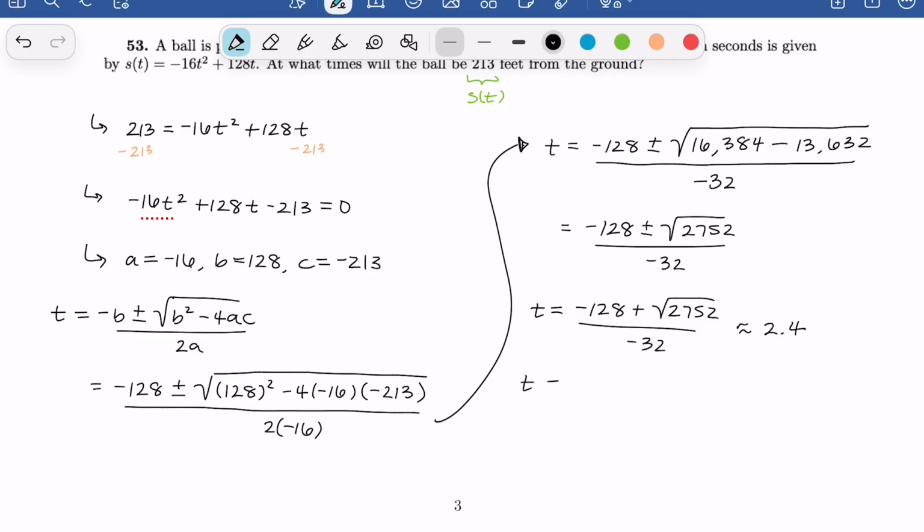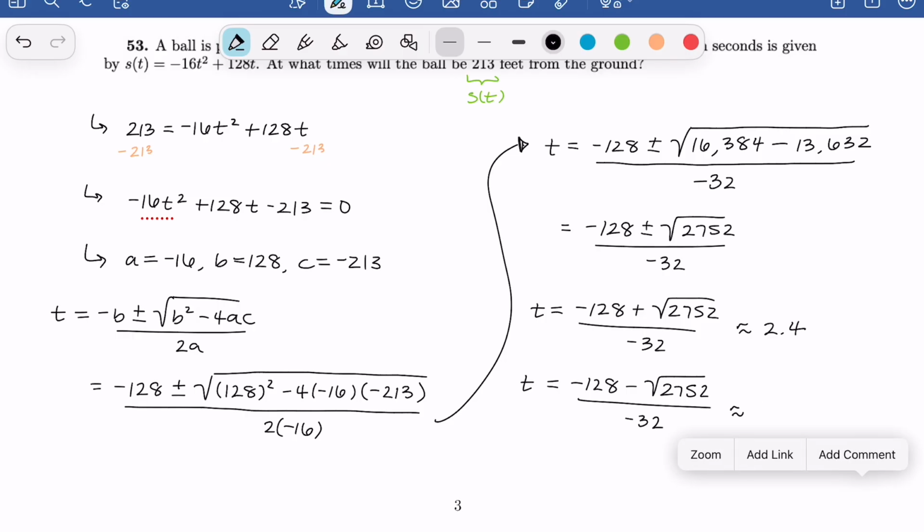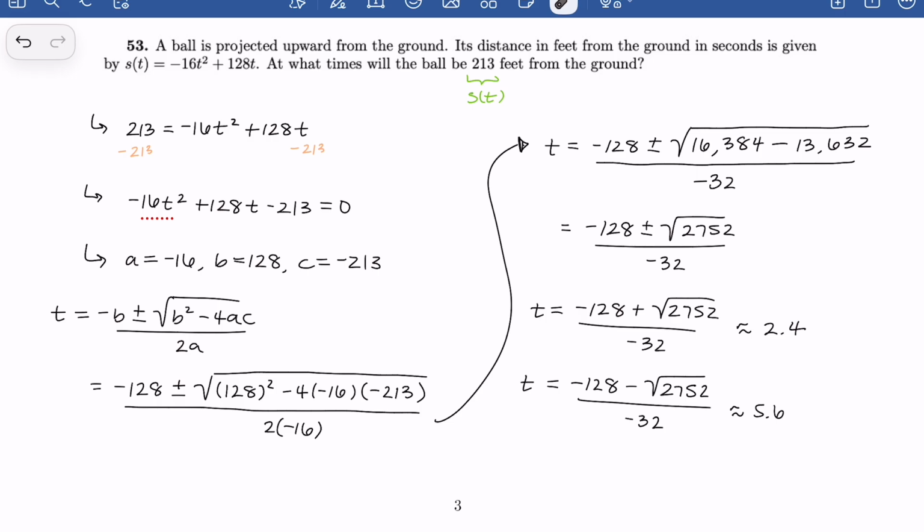On the other hand, our second solution is negative 128 minus this radical, divided by negative 32. Again, plugging this into our calculator here, we're going to get approximately 5.6 seconds. So what we can conclude here is that the ball will be 213 feet from the ground after approximately 2.4 seconds, and again after approximately 5.6 seconds.